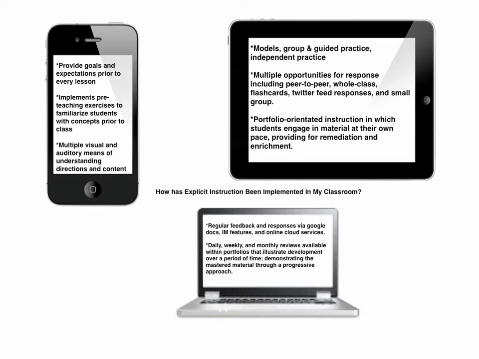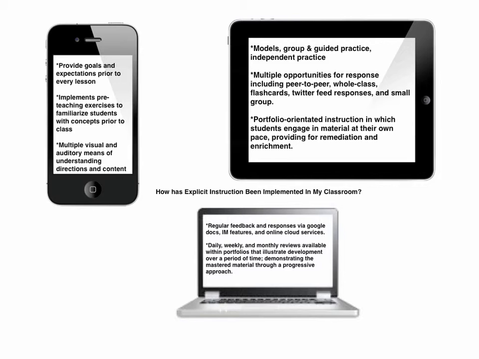Using portfolio-oriented instruction, again, I use iBook Author as a means of portfolio creation. Students are allowed to go at their own pace. I use narration so they can listen to it without me having to actually be there to mediate the reading of directions. And for the students who have already progressed or mastered a concept, they're able to go on and complete enrichment activities.